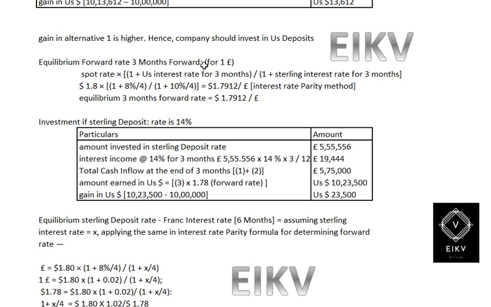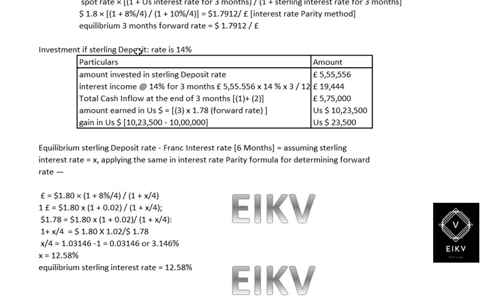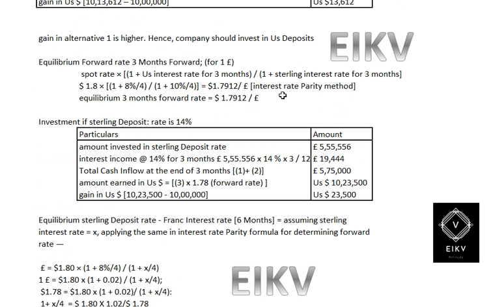Now the equilibrium forward price for the 3 month period. For the computation of the equilibrium forward price, the formula would be spot rate into 1 plus the interest rate of USD divided by 1 plus the sterling interest rate for 3 months. So it would be 1.8 into 1 plus 8 divided by 4, over 1 plus 10 divided by 4, which gives you 1.7912 per pound. If the sterling deposit rate is 14%, the equilibrium forward rate will be 1.7914.